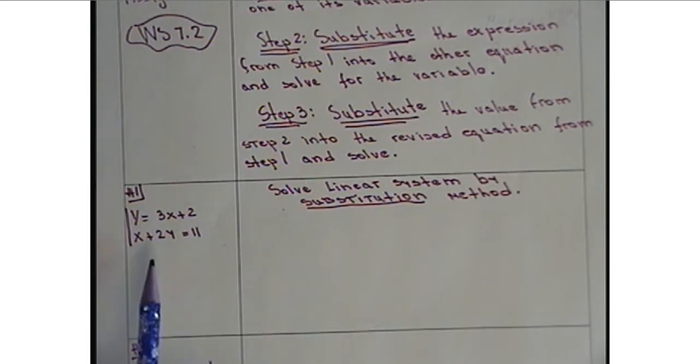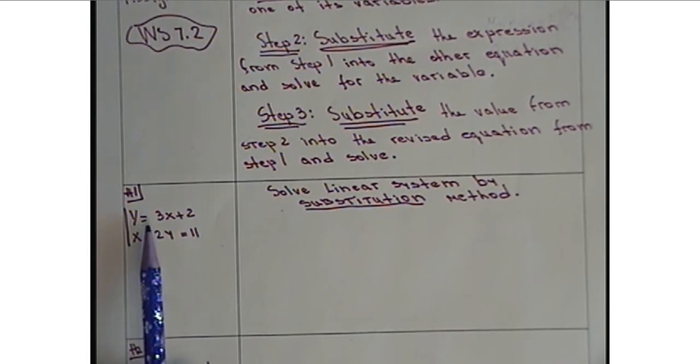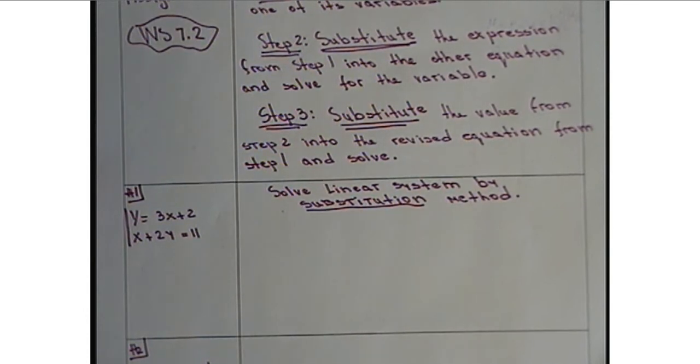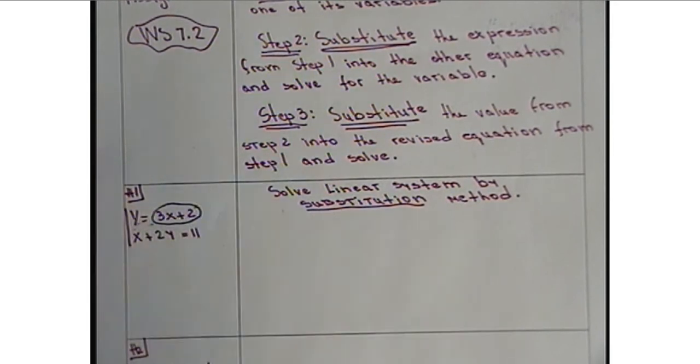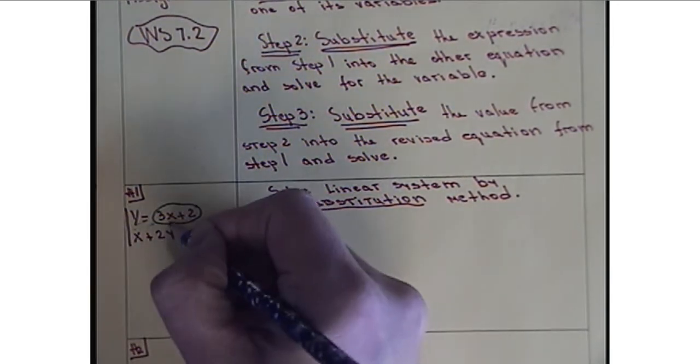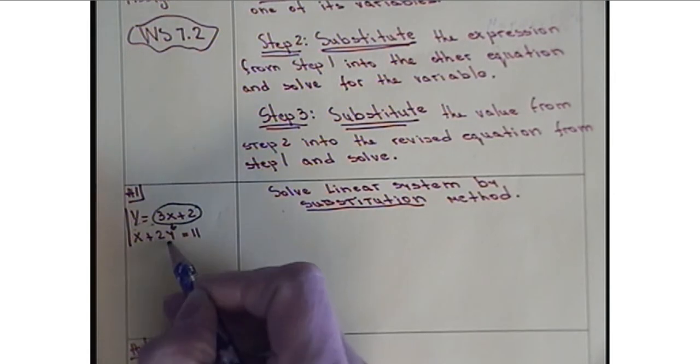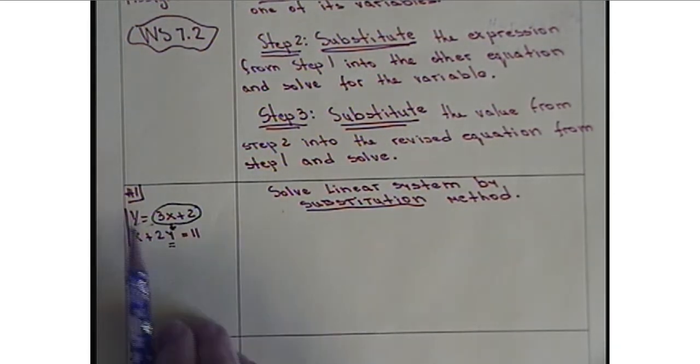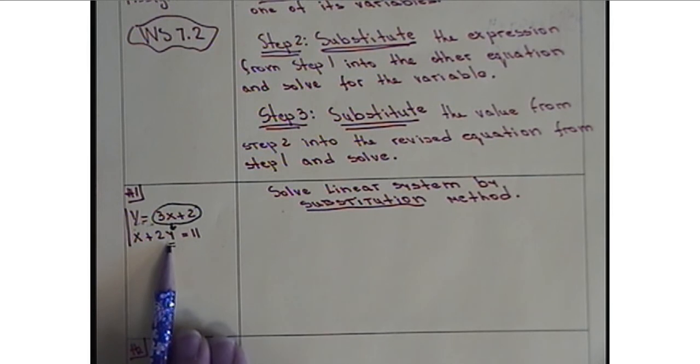Look at the first example. We have a linear system: y equals 3x plus 2 and x plus 2y equals 11. Step 1 told us to look for an equation that is solved already for one variable. In this case, we know what y is equal to. So the y variable is equal to this whole thing. You're going to grab this whole thing and substitute it into the second equation for variable y, because this is what y is equal to.